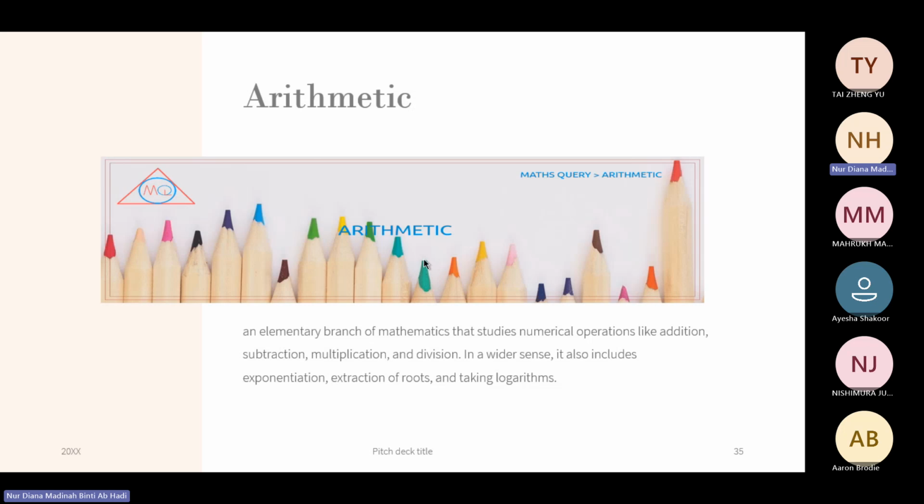Okay, so today we're going to learn about arithmetics. Okay, so what is arithmetic? It is actually a branch of maths that studies numerical operations. This numerical operation can include your addition, subtraction, multiplications, division, and it also can be your roots, logs, and exponentials.